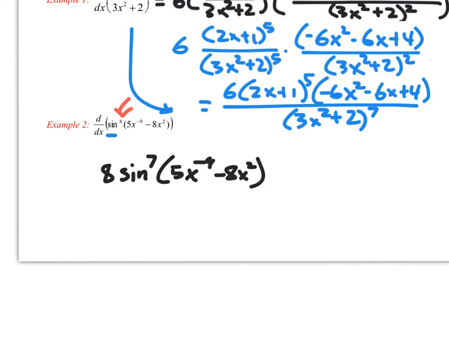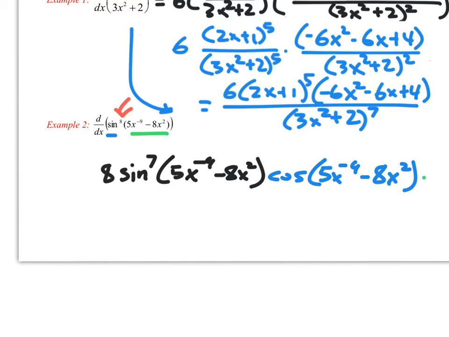So now we're going to take the derivative, ignoring the 8 and the 7. We're just going to take the derivative of sine of all that stuff on the inside. So the derivative of sine is cosine. So then I would get cosine of 5x to the negative 9th minus 8x squared. And then the innermost function is that function there.